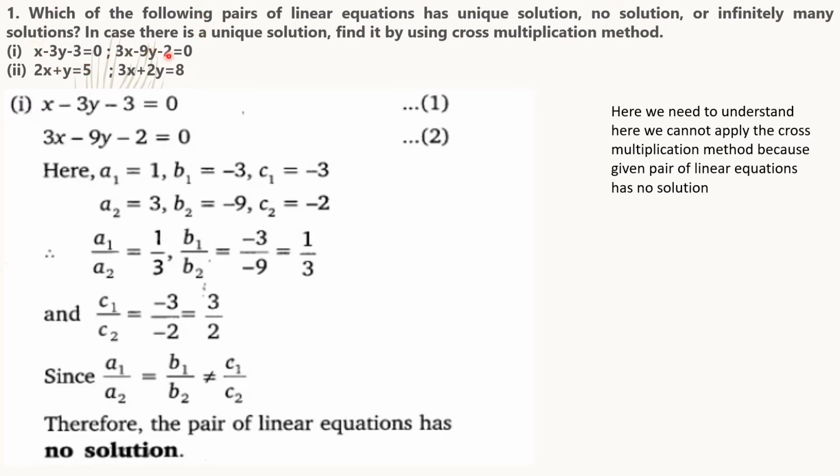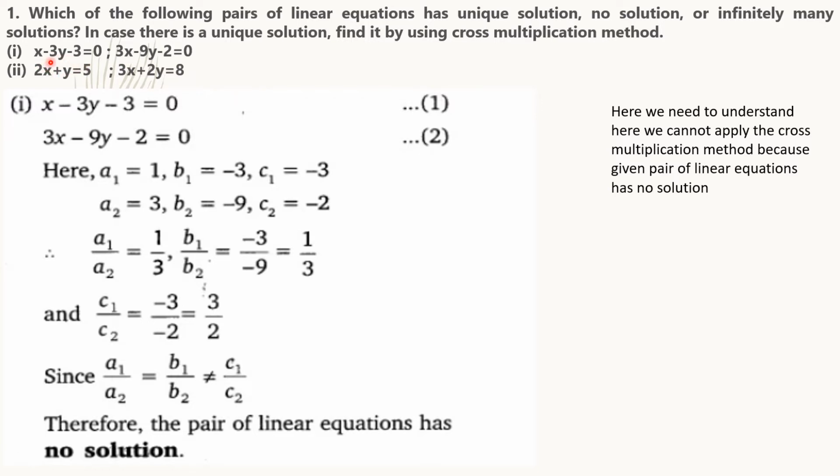First of all, we have to check which pair of linear equations has no solution, infinitely many solutions, or a unique solution. If any pair of linear equations has a unique solution, after finding it, we will apply the method of cross multiplication for solving the given pair of linear equations in two variables. So let us come to the first part of question number first.